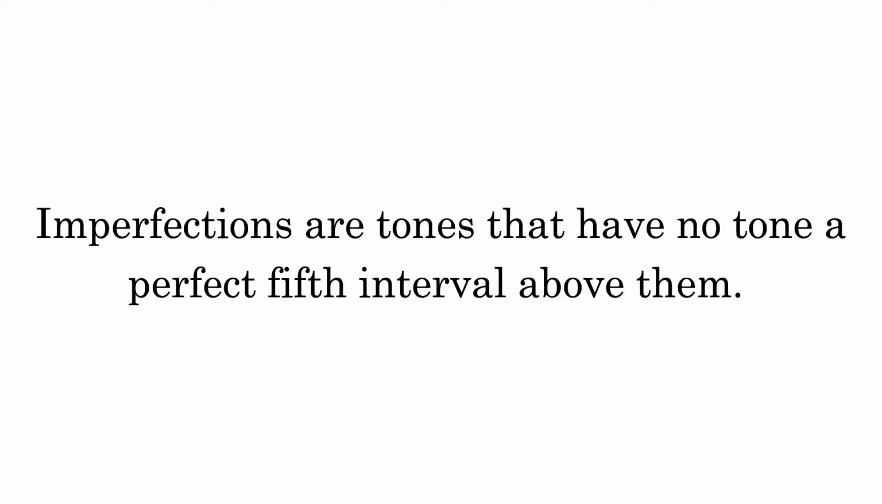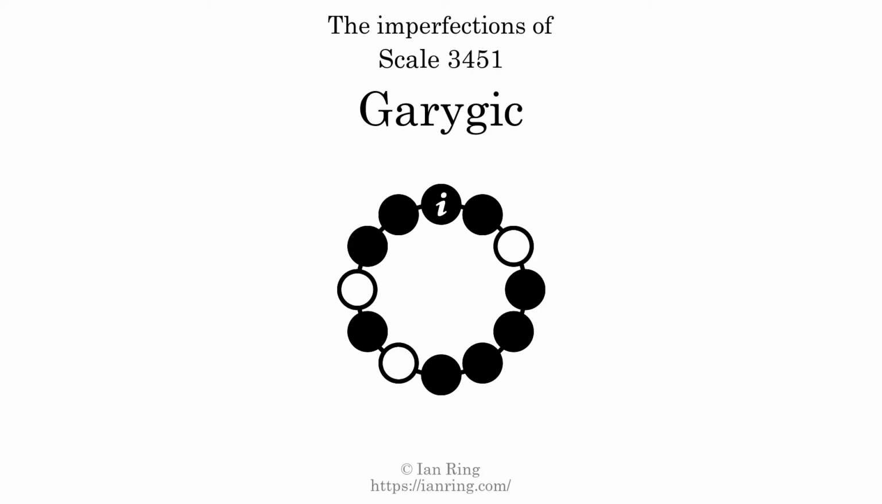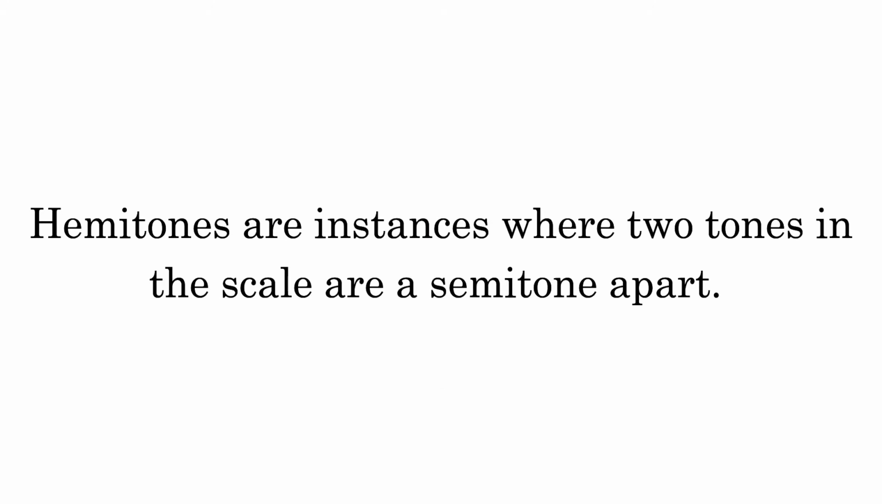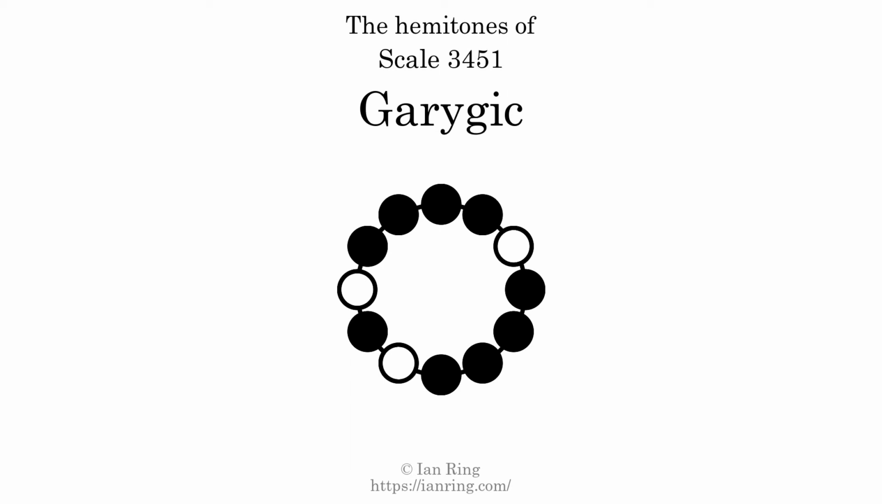Imperfections are tones that have no tone a perfect fifth interval above them. This scale has 1 imperfection. Here, hemitones are instances where two tones in the scale are a semitone apart. This scale has 6 hemitones. They are at positions here, here, here, here, here, and here.